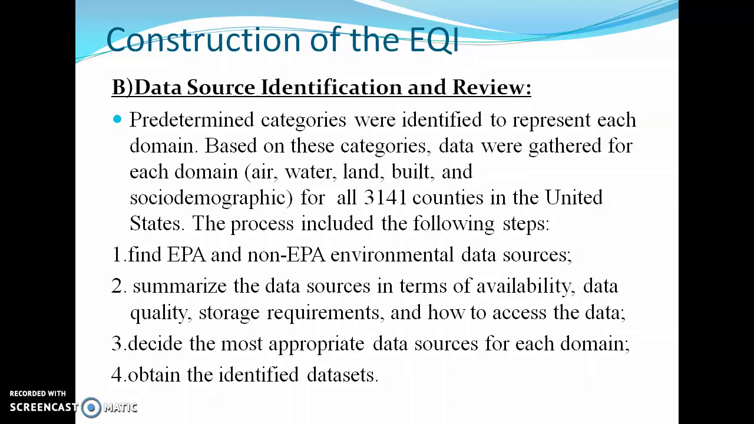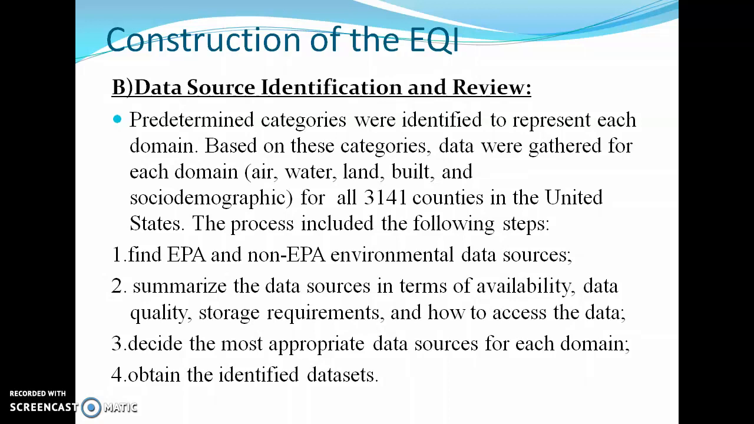So in that, predetermined categories were determined to represent each domain. Based on these categories, data was gathered for each domain, that is air, water, land, built environment and socio-demographic. So for all 3141 counties in the United States, every county which has participated in this contributes to calculate this data. The process included the following steps.